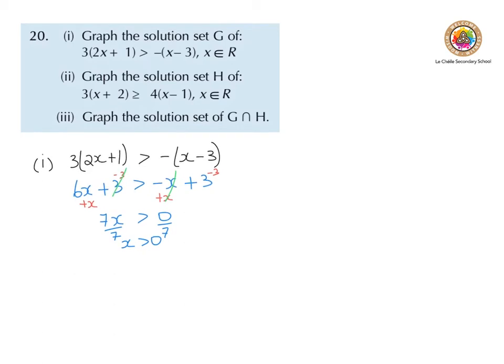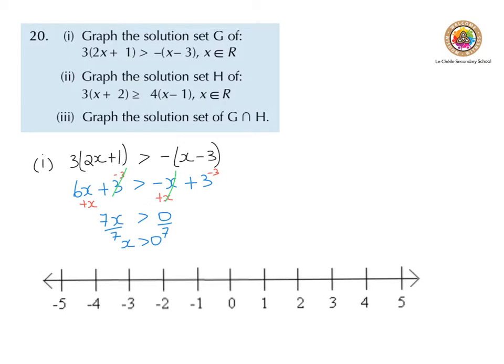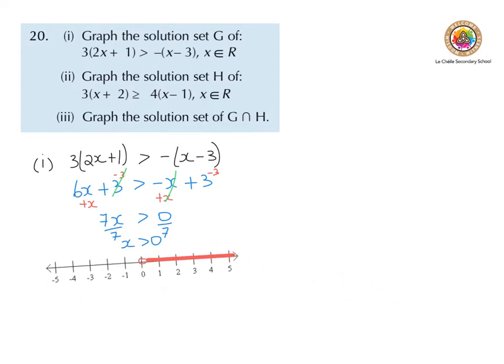Now to plot that on the real number line. I know that x is strictly greater than 0, so I'm going to have an open circle there, and because it's the real number line, I colour in along in this direction to show that it's greater than. So that's part 1 solved, and we'll just put that over there.